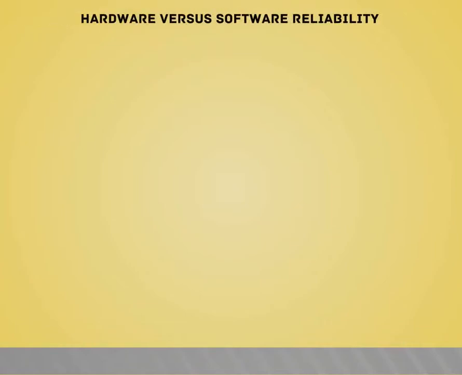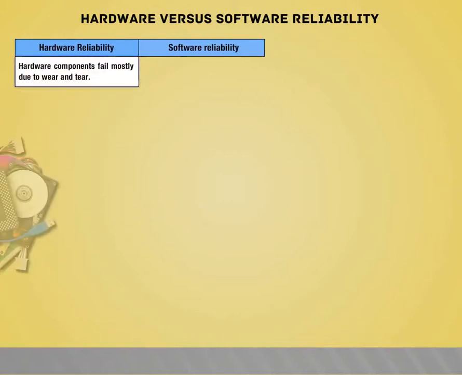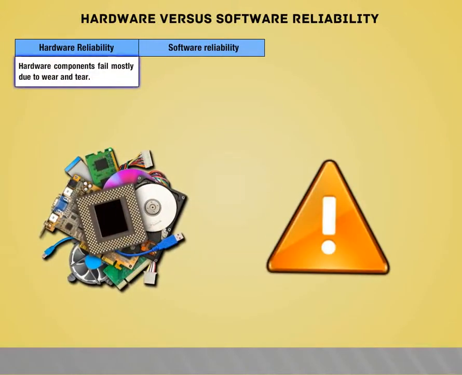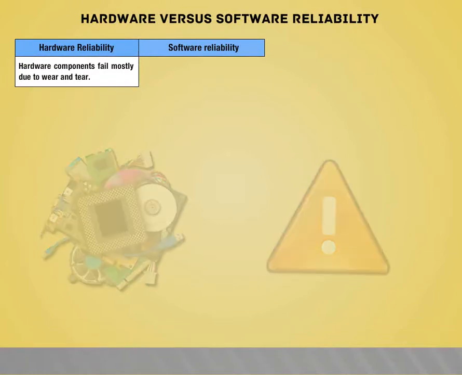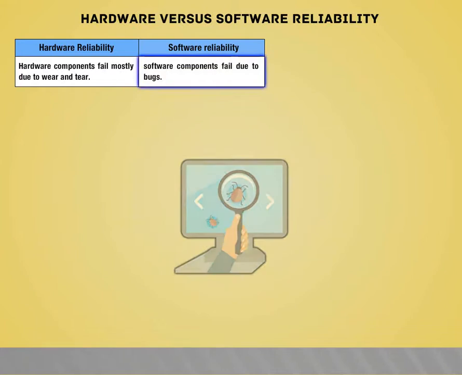Hardware versus software reliability. Hardware reliability. Software reliability. Hardware components fail mostly due to wear and tear. Software components fail due to bugs.